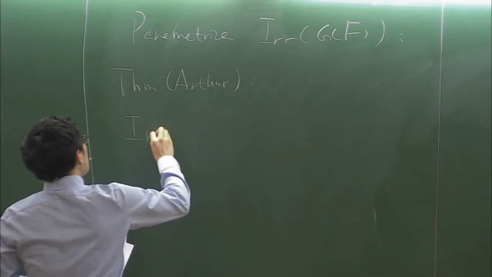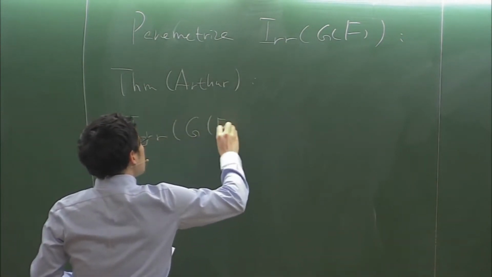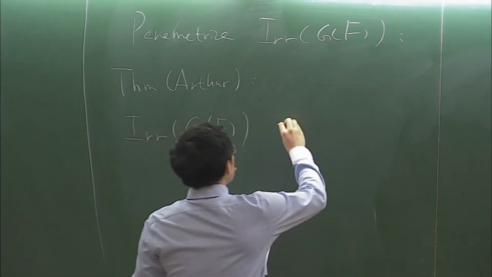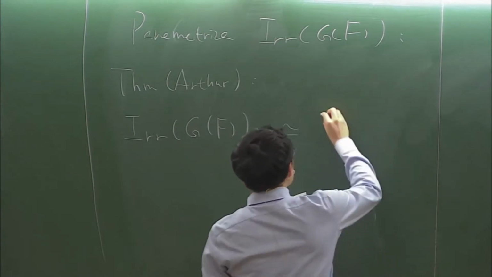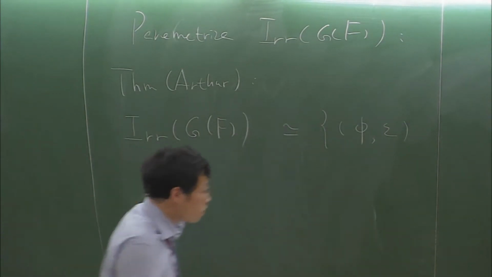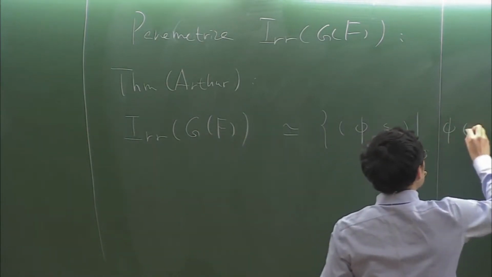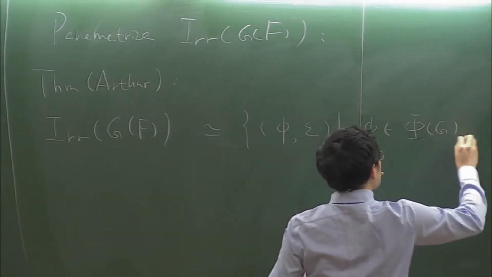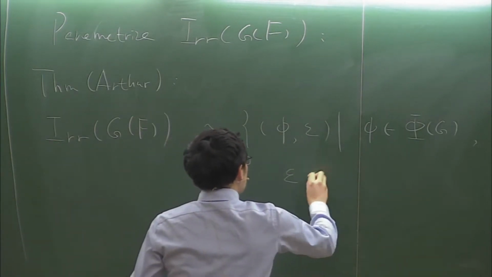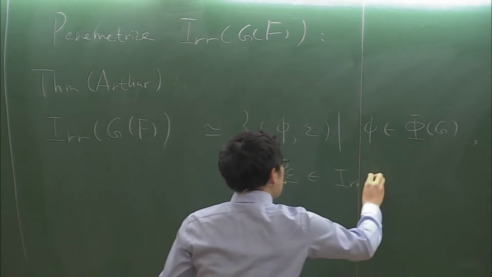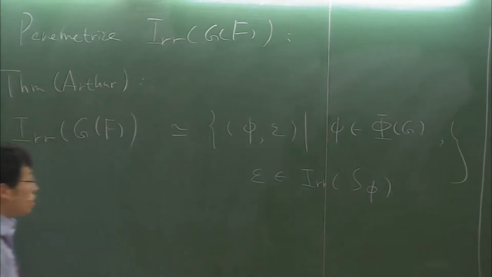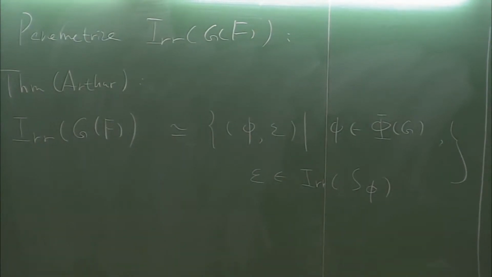So there's going to be a bijection between this set of irreducible representations and pairs (phi, epsilon), where this phi is a Langlands parameter. Okay? And this epsilon is going to be an irreducible representation of some finite group associated with this parameter. Okay? So what is this finite group?